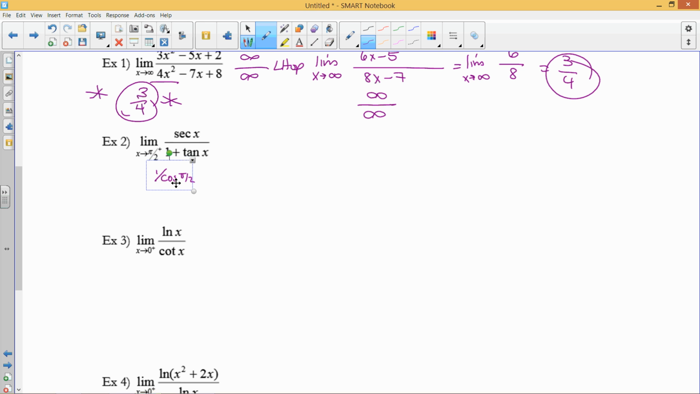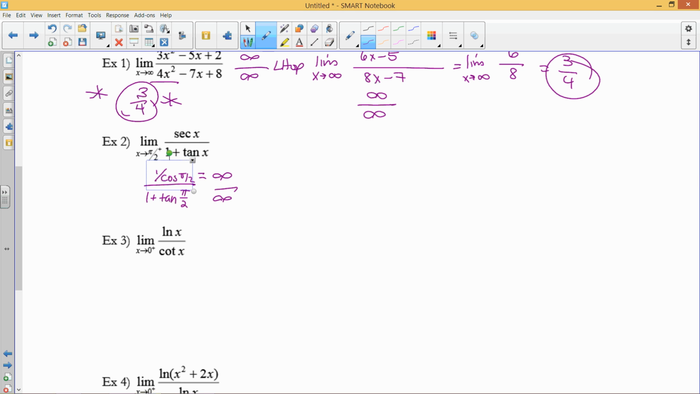Well, 1 over 0 is going to be infinity as far as limits are concerned, because the cosine of pi over 2 is approaching 0, which means secant has an asymptote. So as x approaches pi over 2 from the right, secant is going toward positive infinity because cosine is going toward 0. Same thing for 1 plus tan x. So if I have 1 plus tan pi over 2, well, the tangent of pi over 2 is the sine of pi over 2 over the cosine of pi over 2, which is like 1 over 0. This is going to go to infinity for the same reason.